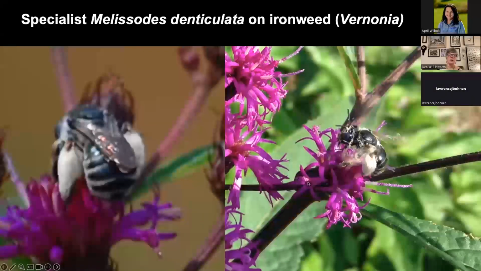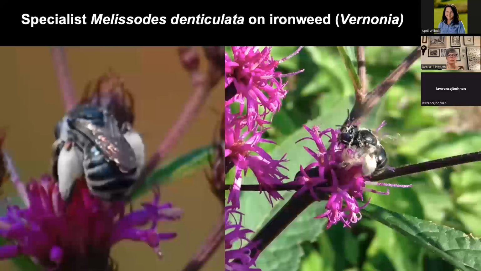I mentioned specialist bees. These are bees that are pollen specialists. Honeybees are pollen generalists, and bumblebees too. They can go to lots of different plants and gather that forage. But we have about a third of all bees that are specialists. They can only go to certain plants to gather pollen for their offspring.